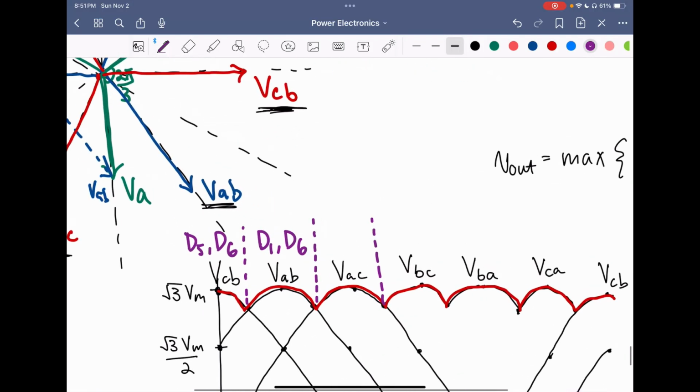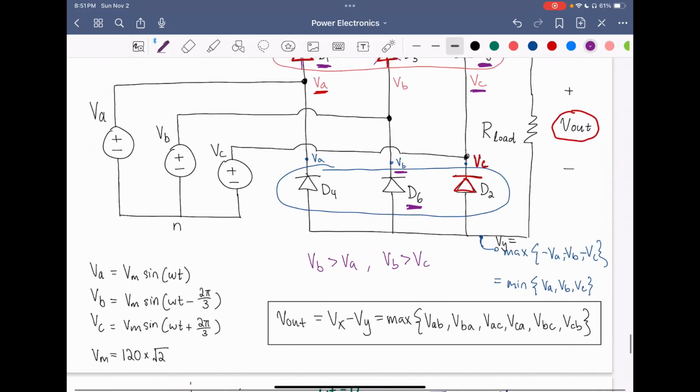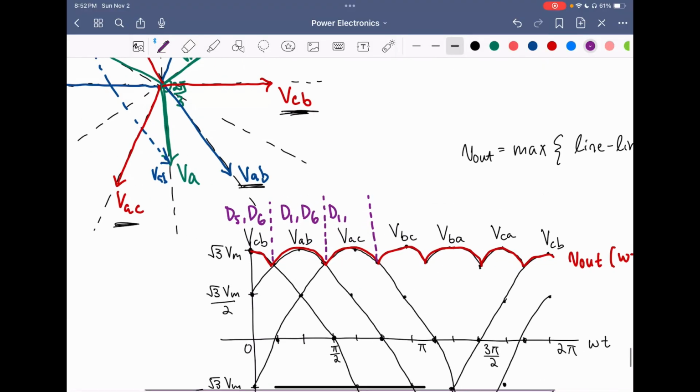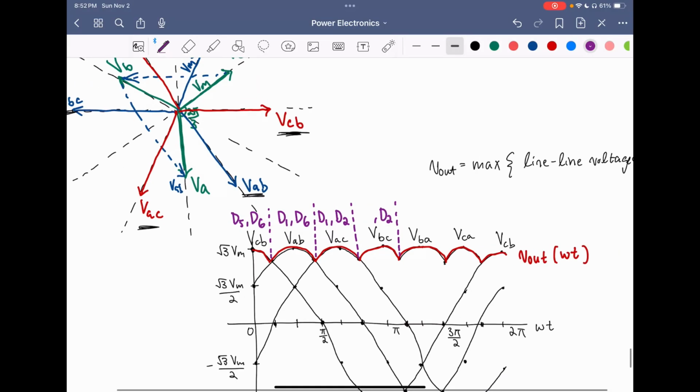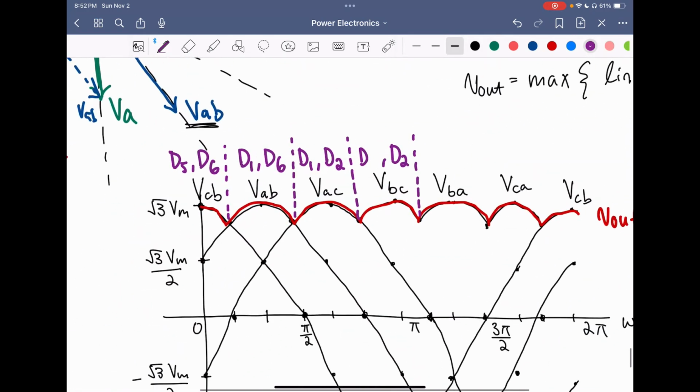The next VA is still conducting, so we have D1. Now VC is going to be our next minimum, so that means D2 will conduct, D1 and D2. Now in the next cycle, we still have VC as the minimum, so D2 will still be conducting, but VB is now our maximum, which means D3 will be conducting.